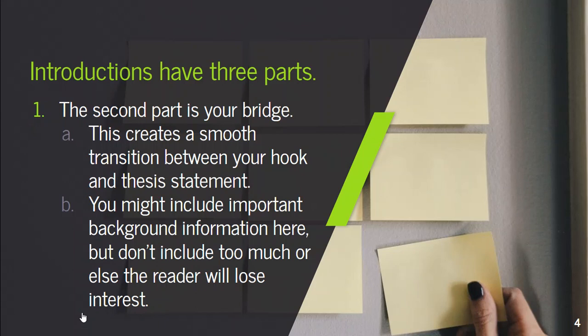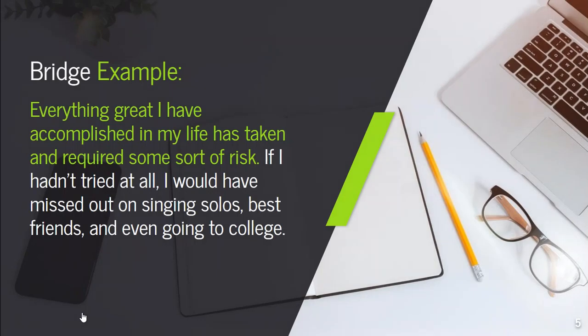The next part of your intro paragraph is called the bridge, and this creates a smooth transition between your hook and the thesis statement. So if you were writing a literary essay, you might include important background information, but this isn't too much information, or else your reader's going to lose interest or become confused that you've started the bulk of your essay. So if we take a look at that hook again, let's go ahead and read our pieces for our intro paragraph together.